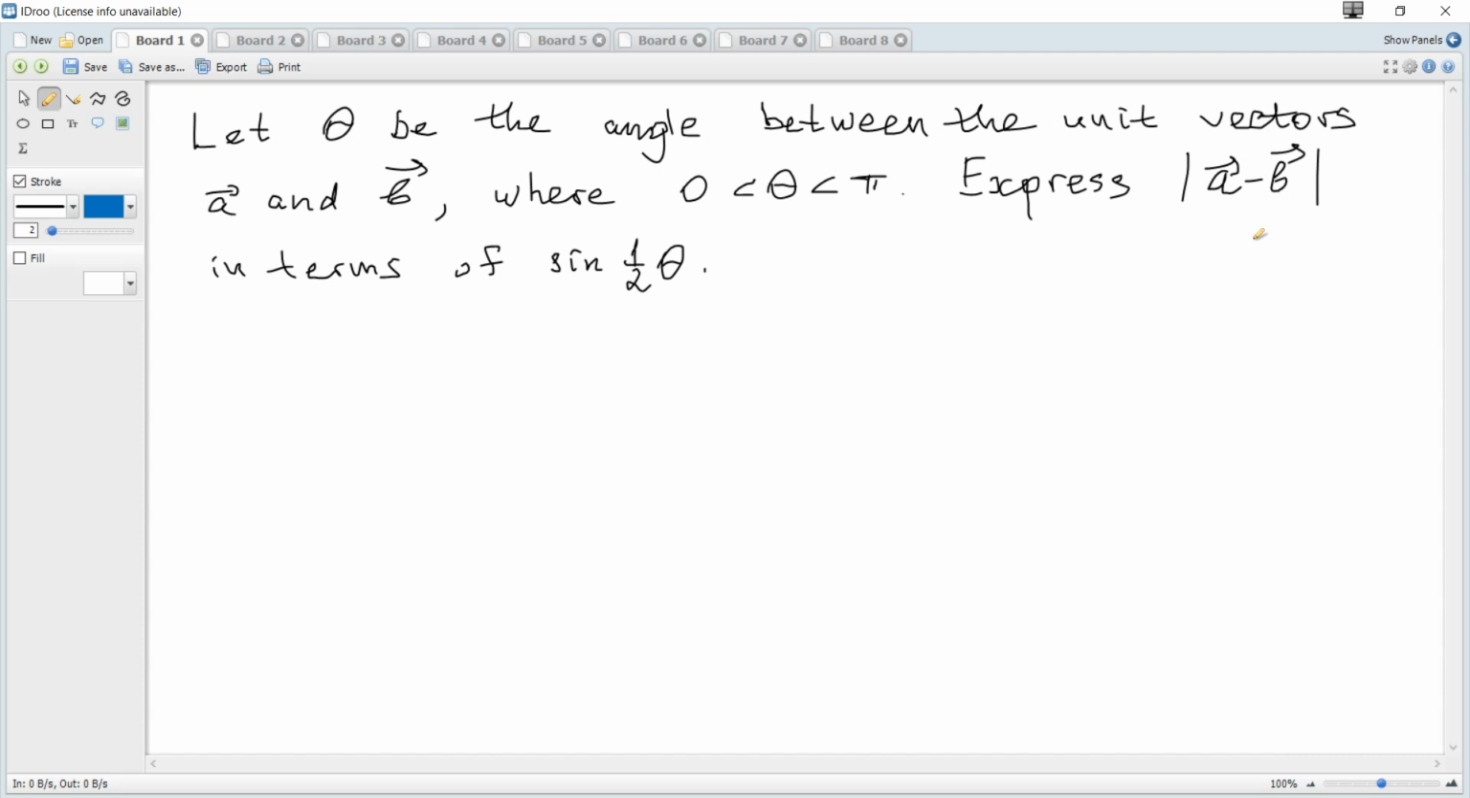Let theta be the angle between the unit vectors a and b. Express the magnitude of vector a minus vector b in terms of sine of theta over 2. Let's review first how to find the vector which is the sum of two vectors and the difference of two vectors.